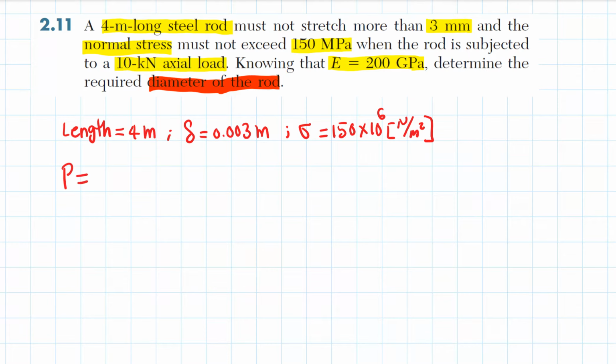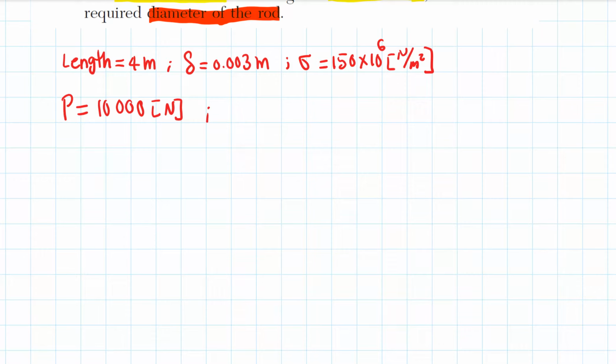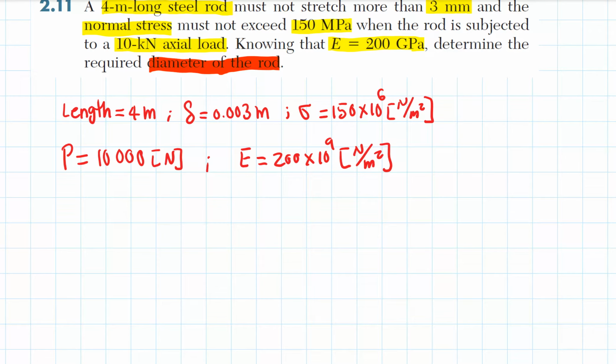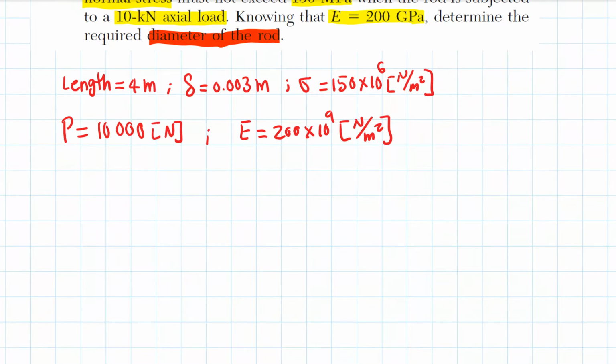P equal to 10,000 Newton. Knowing that modulus of elasticity E equal to 200 times 10 to the power 9 Newton over meter squared. Determine the required diameter of the rod. So here we are asked to find the diameter of the rod.